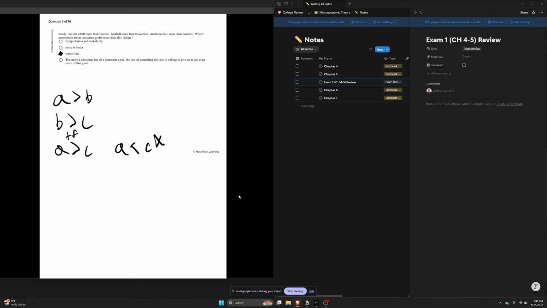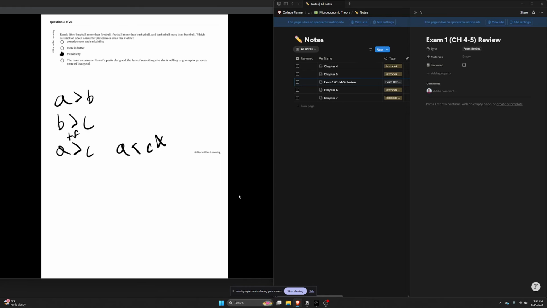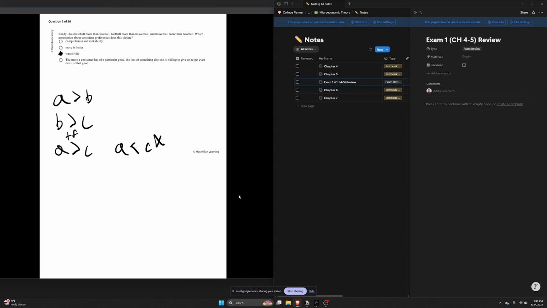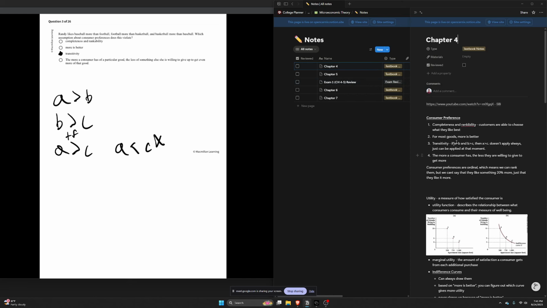All right. So this one, Randy likes baseball more than football, football more than basketball, and basketball more than baseball. So I don't really feel like drawing those, but it's in the chapter 4 notes. Kind of one of the first things we learned were these 4 rules, and these will come up a couple of times. I know completeness and rankability comes up. This one is going to be transitivity. So if A is greater than B and B is greater than C, then A is greater than C.